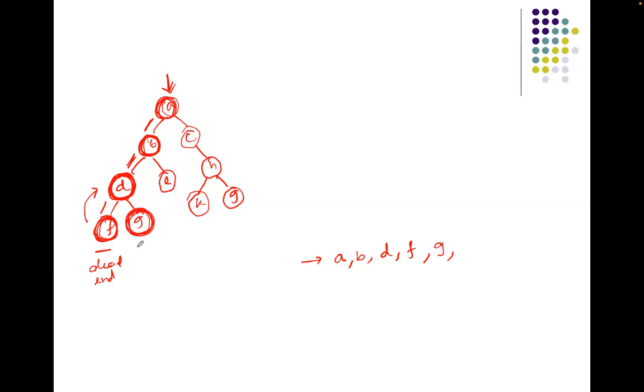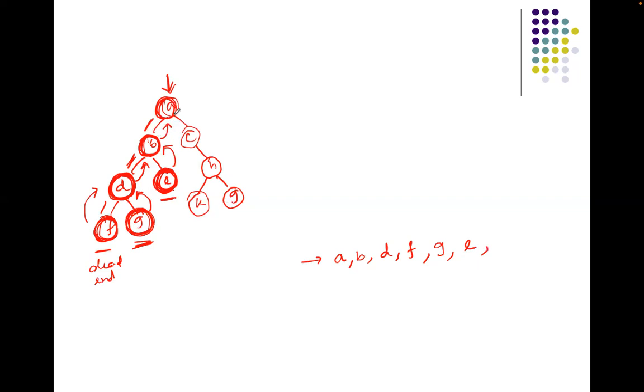Now G is another dead end. So I'll do the backtracking. I'll go to D. D doesn't have any more children that I can visit. So another level of backtracking. I'll go to B. From B, I can see that E has not been visited yet, so I can actually visit E. Again, another dead end, so I'll do the backtracking. I'll go to B. B doesn't have any more children, so I'll go to A.